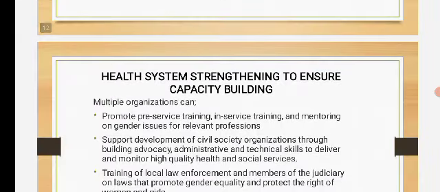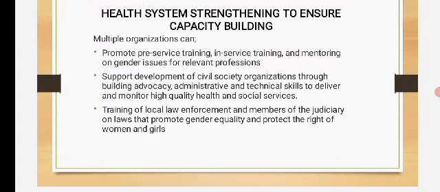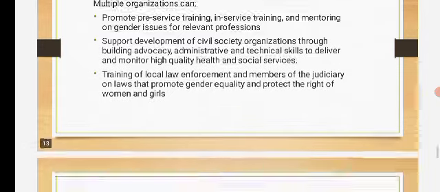We have health system strengthening to ensure capacity building. Multiple organizations can: one, promote pre-service training, in-service training and mentoring on gender issues for relevant professionals; support development of civil society organizations through building advocacy, administrative and technical skills to deliver and monitor high quality health and social services; and train social law enforcement and members of the judiciary on laws that promote gender equality and protect the rights of women and girls.